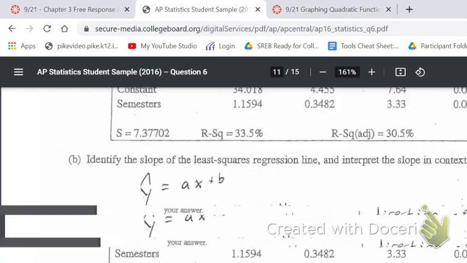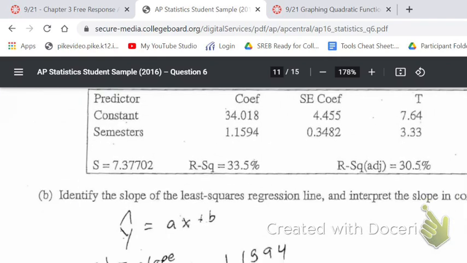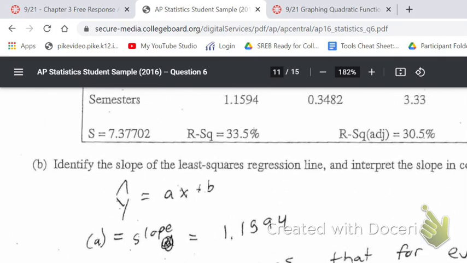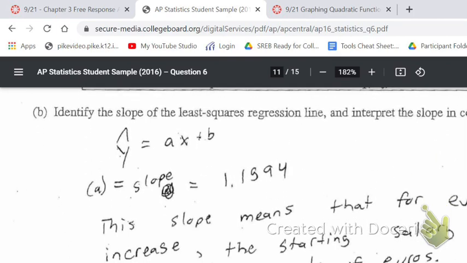Let's go down and look at their answer to part B. That is scrolling really strange. There we go. Okay. Identify the slope of the least squares regression line and interpret the slope in context. So they have y hat equals ax plus b. We normally do it, a plus bx. Did they identify the slope correctly as 1994 or 1594? I can't read it. 5, okay. This slope means that for every 1 semester increase, the starting salary increases by 1.1594 thousands of euros.